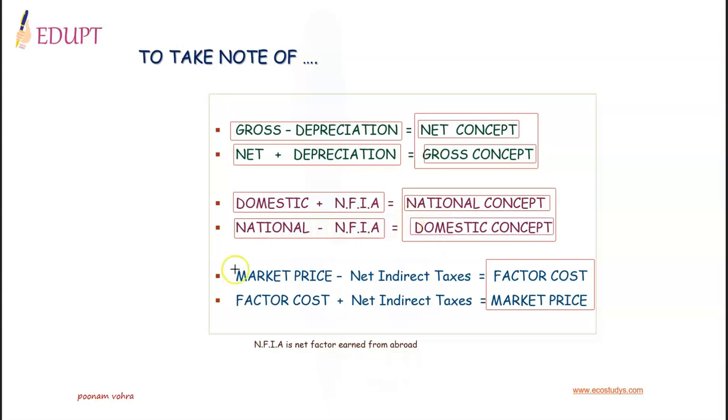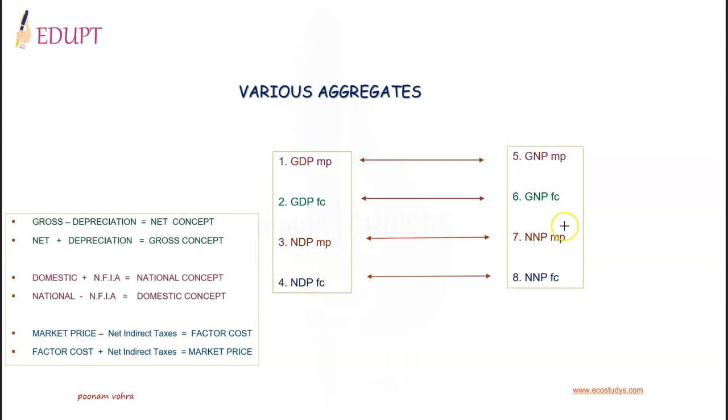And further, if market price is known to you and net indirect taxes are given, you need to deduct net indirect taxes from market price in order to get factor cost. Accordingly, net indirect taxes need to be added to factor cost in order to find market price. There are 8 related aggregates of national income and each of them can be linked to each other on the basis of these equations that we have just learned.